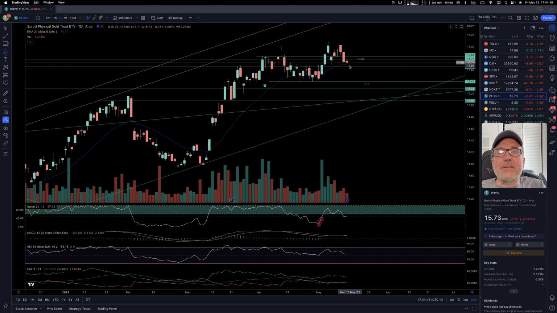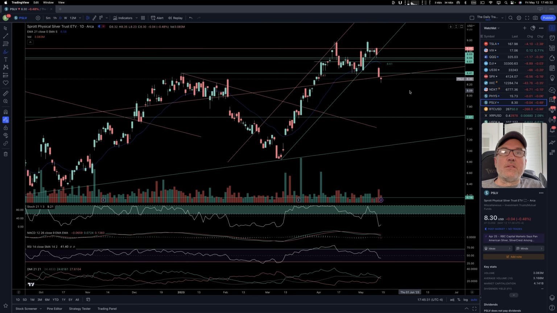Physical gold coming down a little bit. We don't have any stochastic anymore. This is looking like an M pattern right here. So this is where things are going to get tough. 1566. If we break 1566, we are going down to 1541.